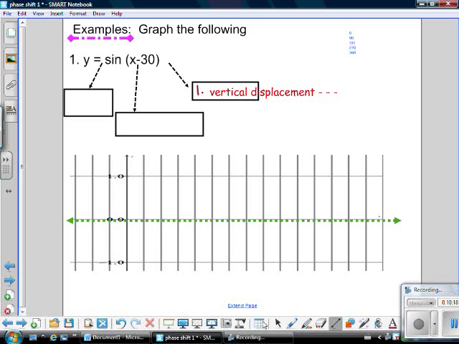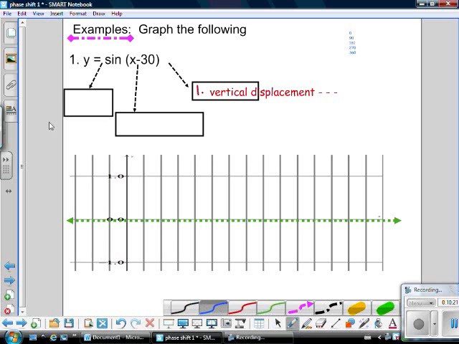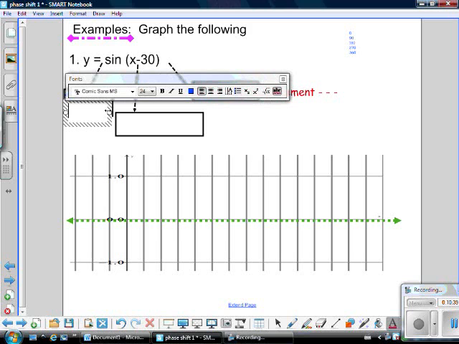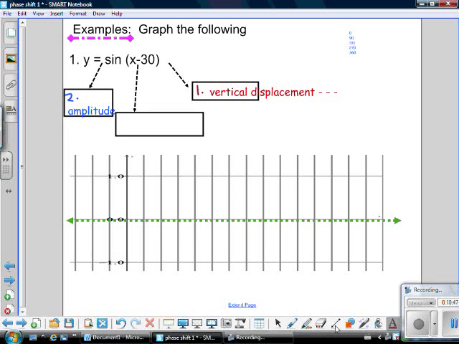The second thing that I look at is my amplitude. Now my amplitude here is 1, so I would normally put dotted lines at 1 above and 1 below the vertical displacement. So again, that's what I'm going to do. So I'm going to label that as amplitude. And I've got purple for that. Okay, and I do have it labeled 0, +1, and -1.